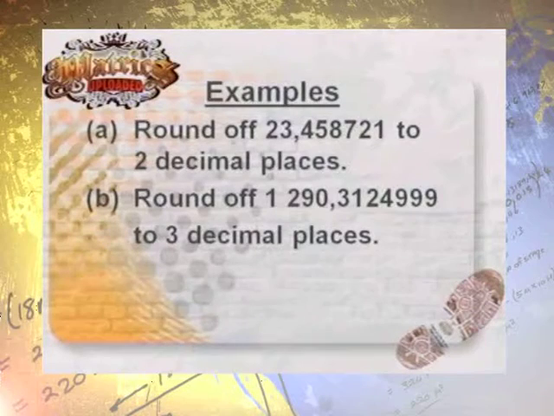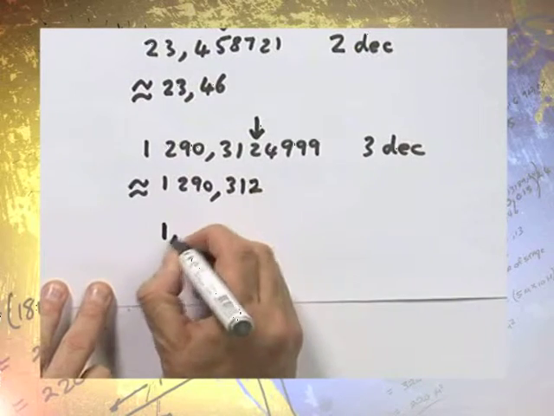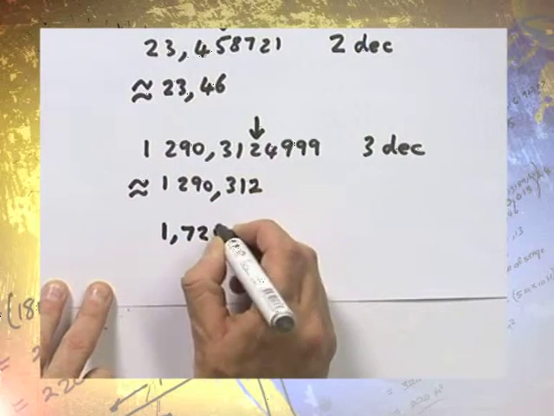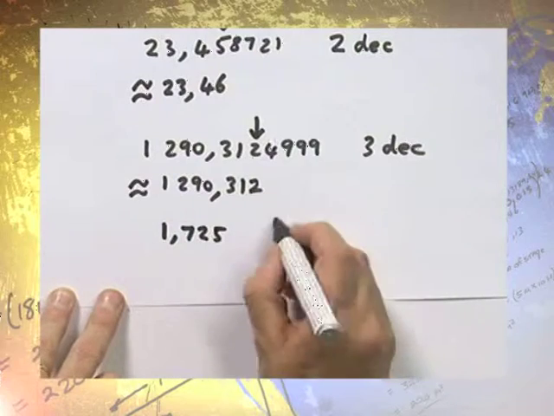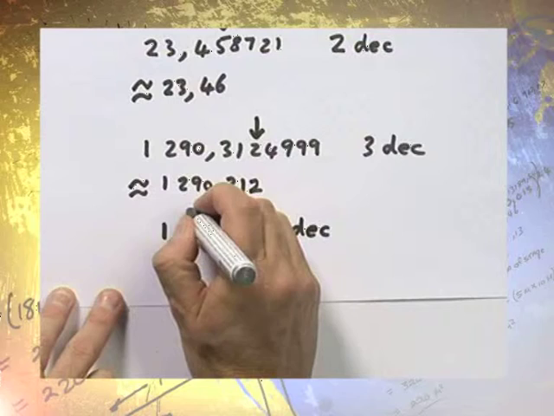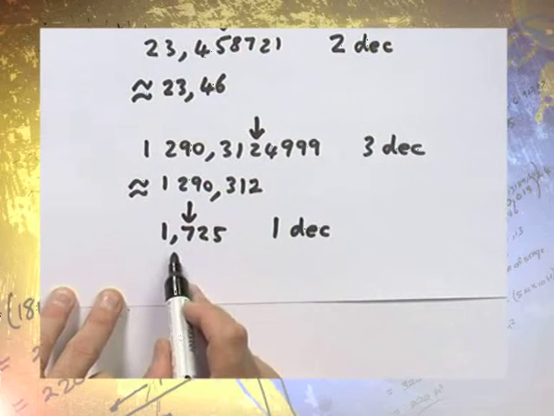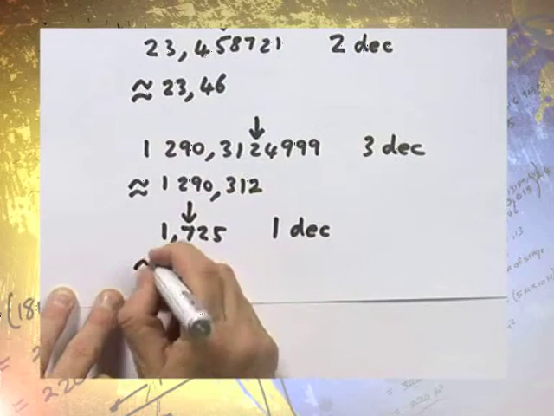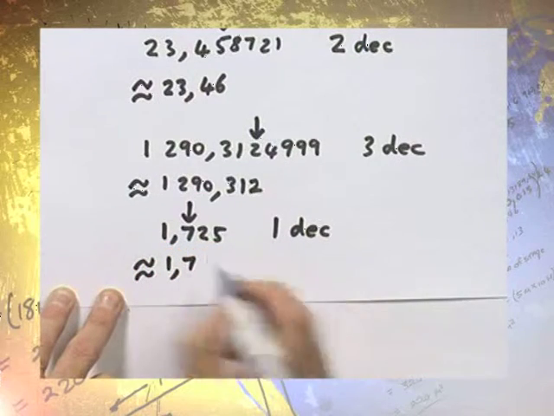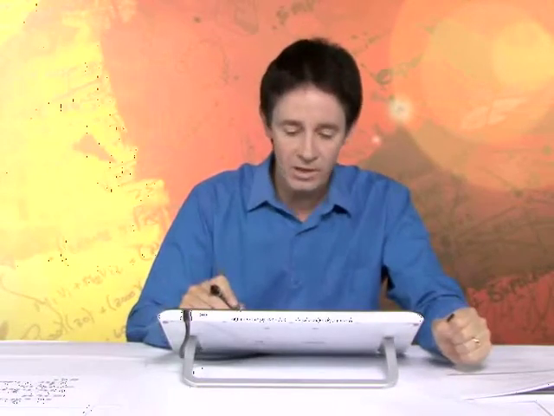Okay, should we go on to another one? Number C. Round off 1,725 to 1 decimal place. Let's have a look. We're going to be rounding off to 1 decimal digit, or decimal place. 1 is to there. The 2 does not affect it, so that rounds off to 1,7, and those numbers fall away. Very important.